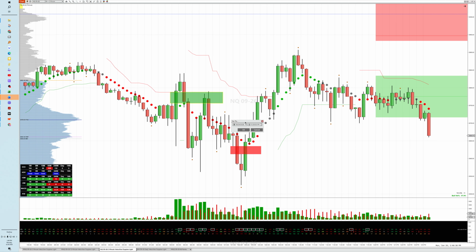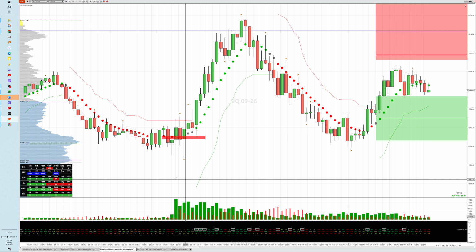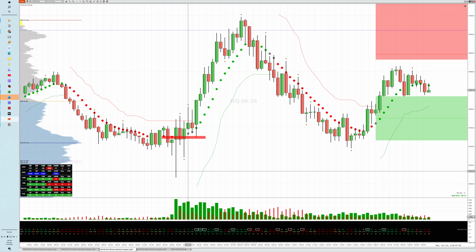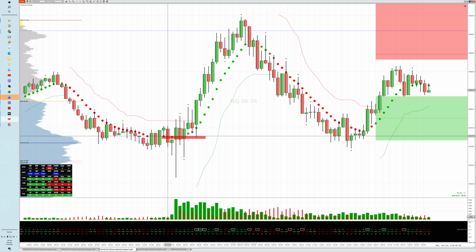Let's go to the prior day. And that's the 23rd. And here is again the New York Open. And we see that we have a bearish fair value gap here. And that was mitigated right here.